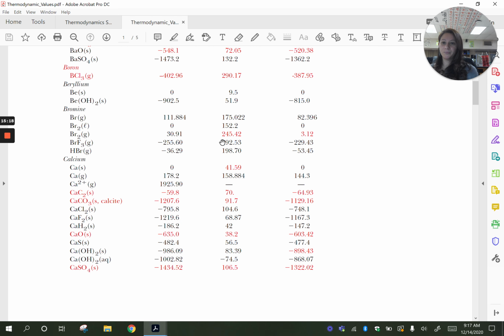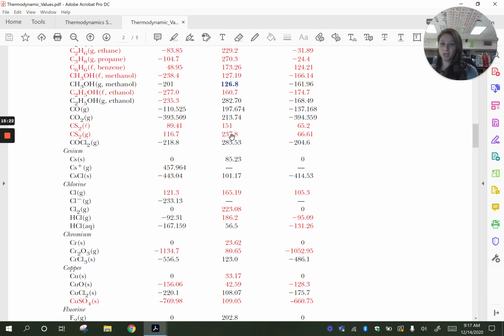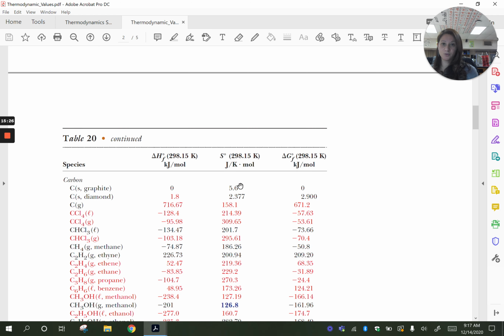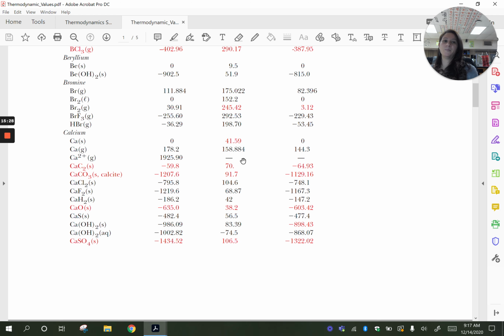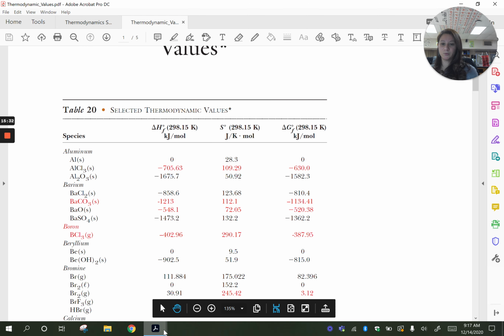So you can look up the different entropy values here. On the test, of course, you're not going to be given this big table. This goes on for several pages, but you are going to be given the entropy values if you need them for the species that you need.